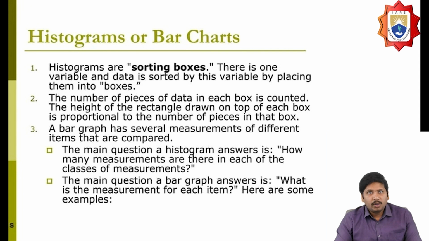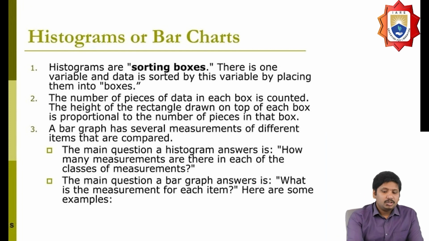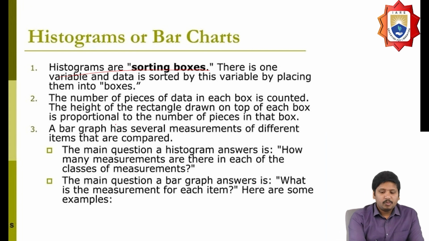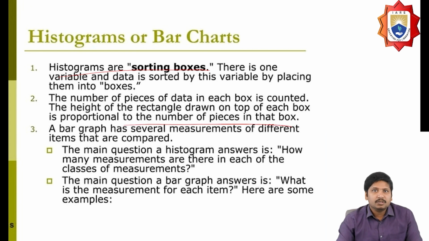There is only one variable, and the data is going to be sorted by this variable by placing them into boxes. Histograms are the sorting boxes, and the number of pieces of data in each box is counted, and the height of the rectangle drawn on top of each box should be proportional to the number of pieces in the box.